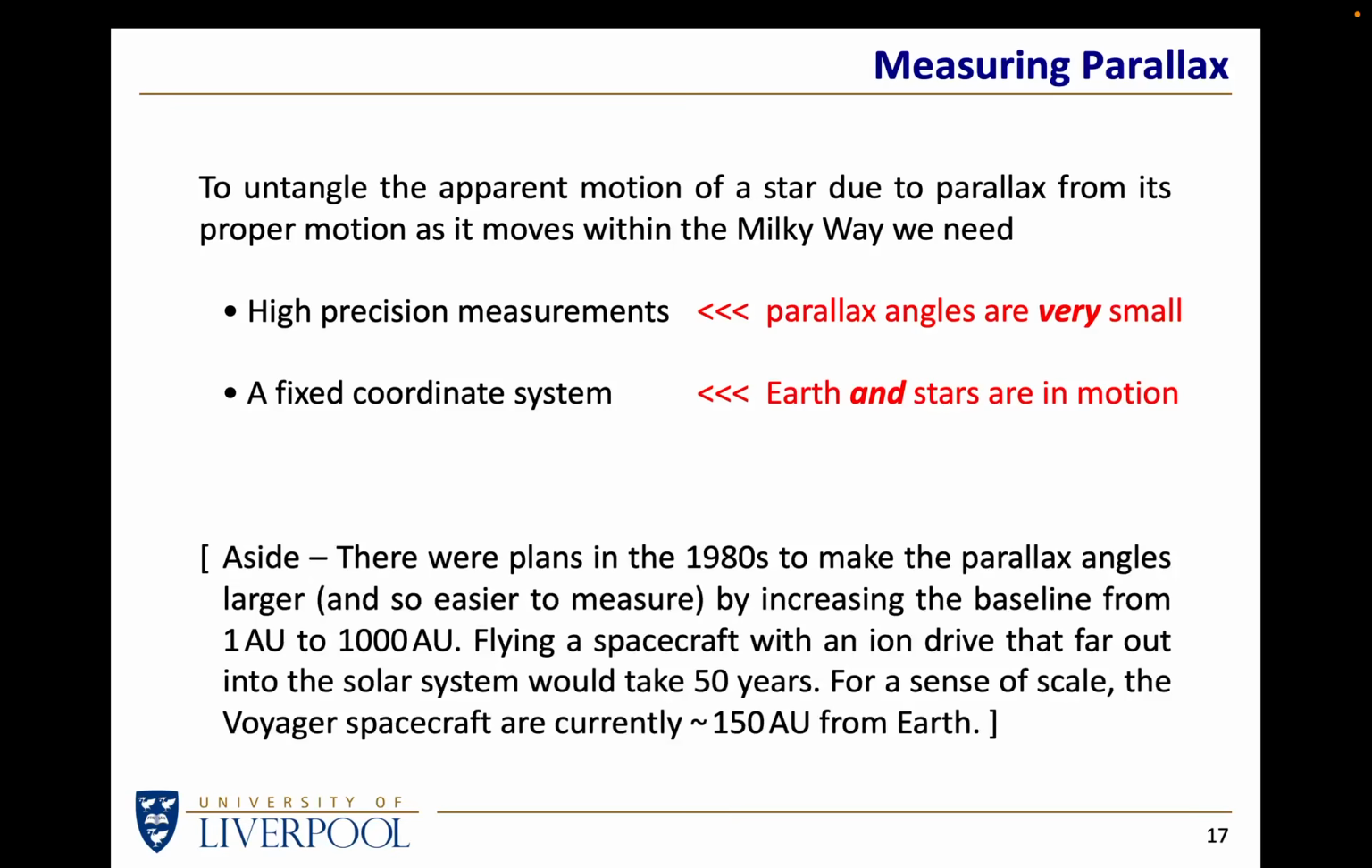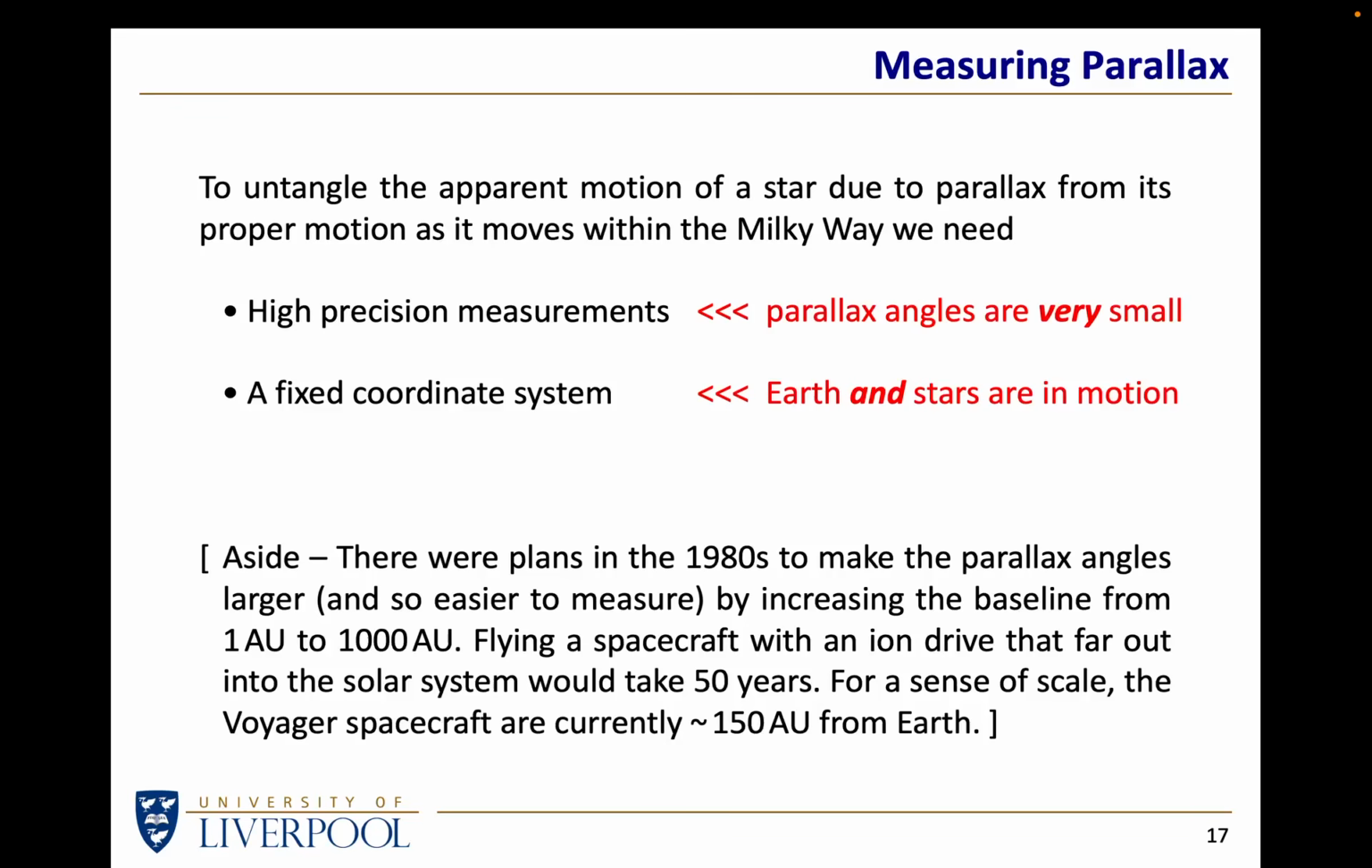Just as an aside, there were thoughts some years ago of saying rather than use the baseline of the distance from the Earth to the Sun and take measurements in June and July for a given object, why not take a baseline of a telescope a long way from the Sun? So there were plans to move an object, not 1 astronomical unit from the Sun, which is where we are on Earth. Why don't we fly an object 1,000 astronomical units away? This is way beyond, for instance, how far Voyager has so far reached. So it would have taken decades to get a telescope out to the outer solar system, but it would have given us a much longer baseline, making it easier to measure angles in principle.